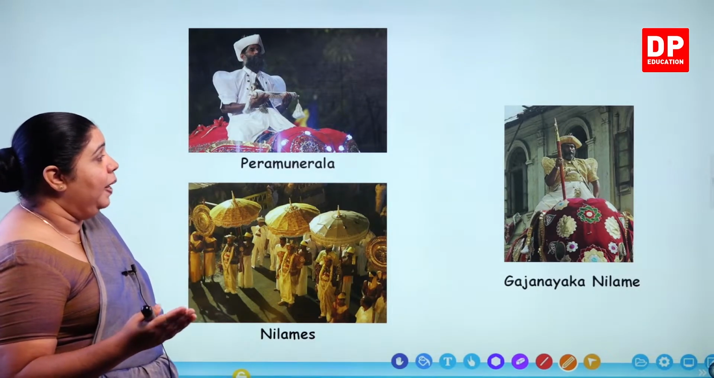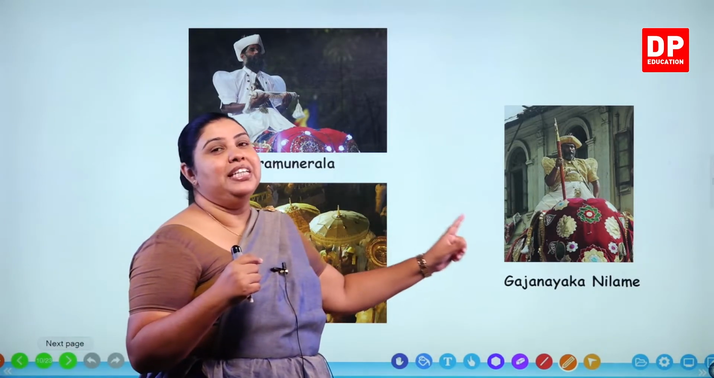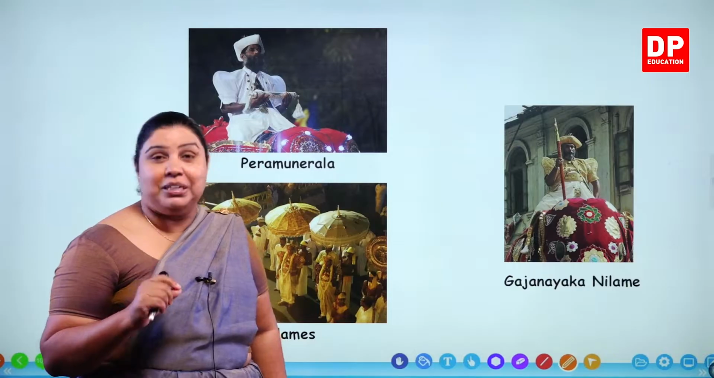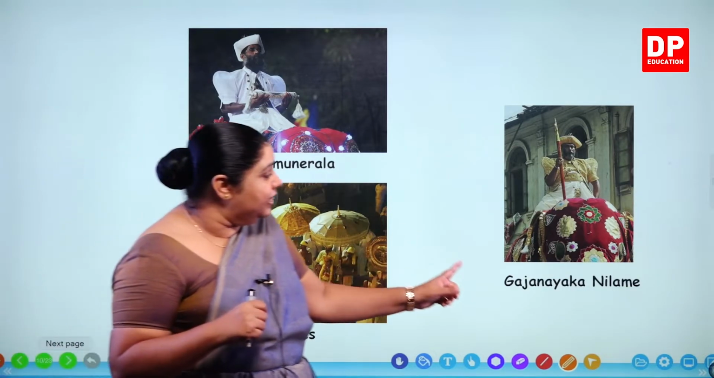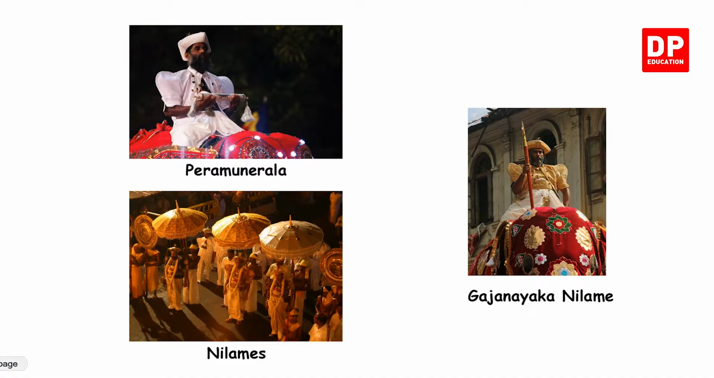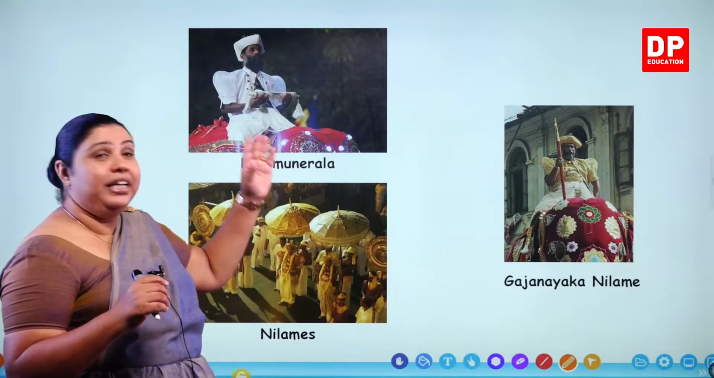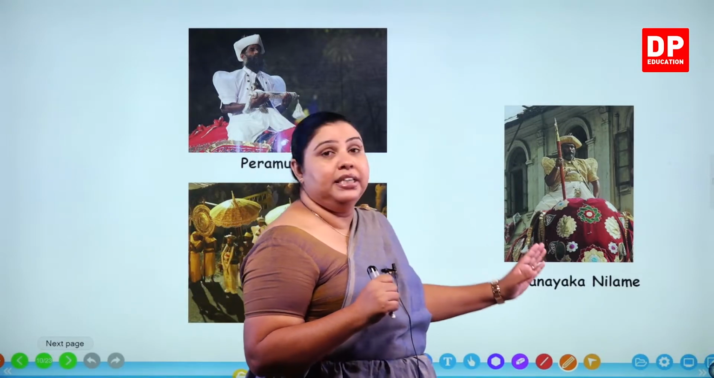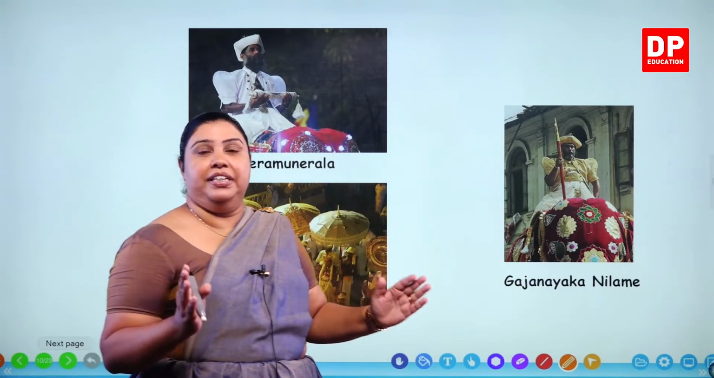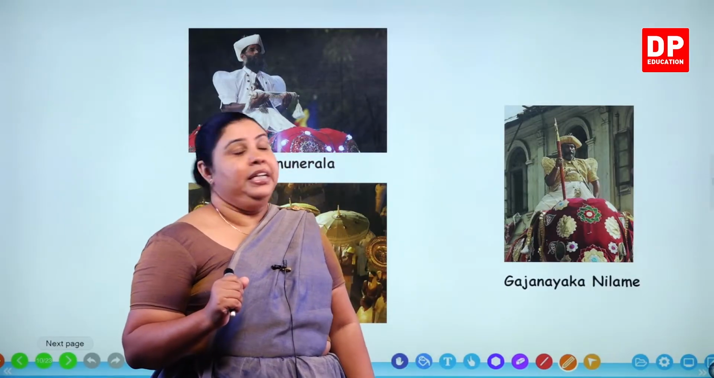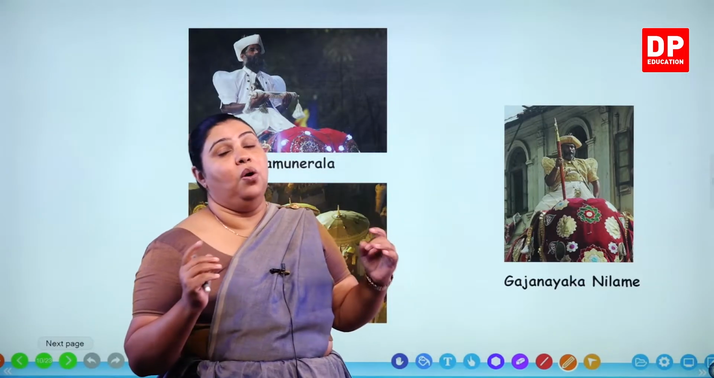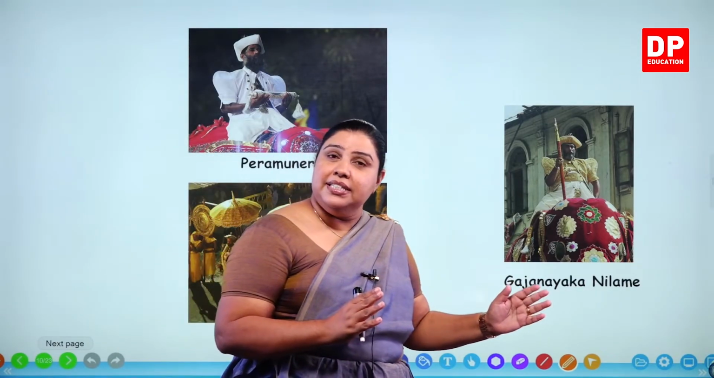And then we have another Nilame. Who is this? Now this name did not come in our paragraph, but I would like to teach you. This person is called the Gajanayaka Nilame. He comes actually after the Peramune Rala, because he is the person who owns the elephants in the Dalada Maligava. He is the person who looks after all the elephants that belong to the temple of the sacred tooth.